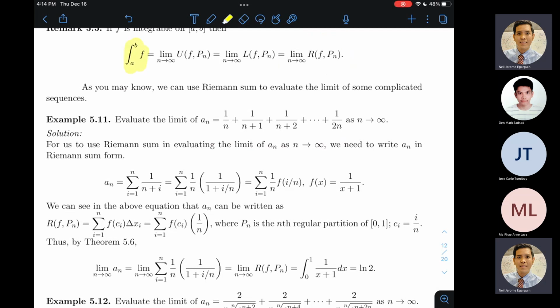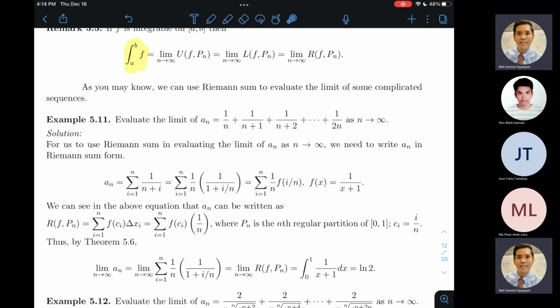Though medyo pandaraya to ng konti kasi hindi pa natin na-discuss yung fundamental theorem of calculus. Pero just for these two examples, excuse me for doing this, pero gagamitin ko yung paano mag-evaluate ng definite integral na natutunan natin sa math 36, 37, or 38.